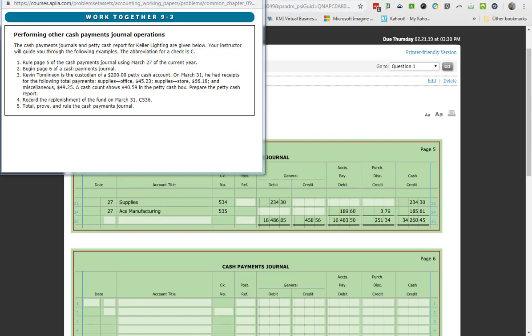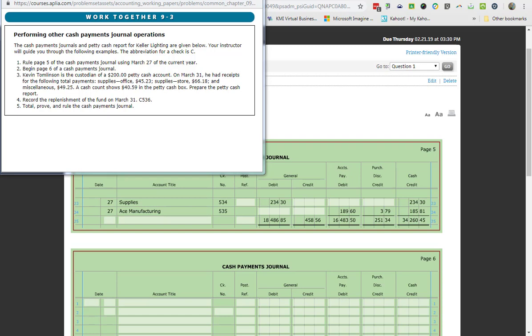Then we went through and recorded our payments on account. Remember that our cash payments journal has a special column now called accounts payable. So instead of writing accounts payable Don's, I just write Don's, and it goes where? Accounts payable column. The most common mistake that I see is students know that they don't have to write accounts payable, because it automatically pops up, and then they put it in the general column instead of the accounts payable column.